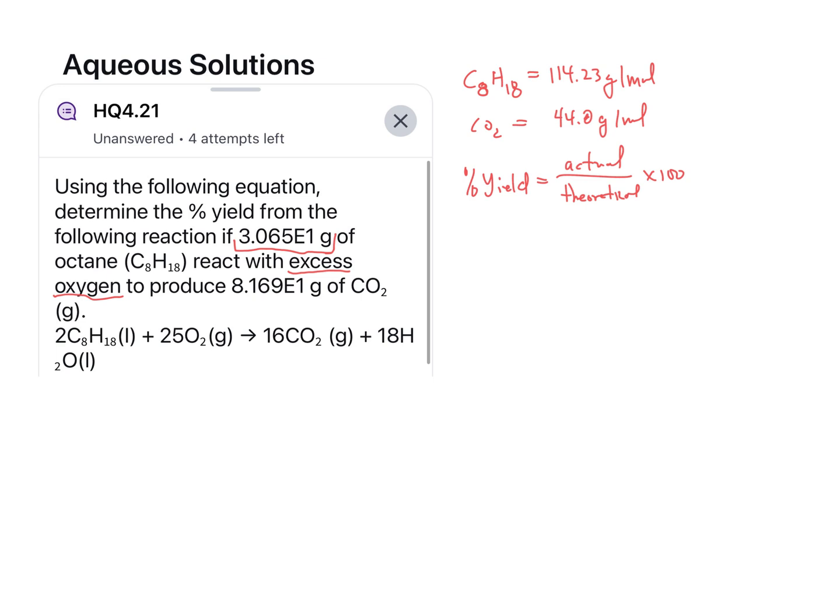And then when we do this experiment in the lab, here's our actual yield, we actually recover 81.69 grams. So that's our actual yield that we measured out at the end of the experiment, right? 81.69 grams. We need to use the initial mass of the octane to find our theoretical yield. So with the 30.65 grams of octane, we can't go grams to grams because octane has a different molar mass than carbon dioxide. We have to go to moles first.